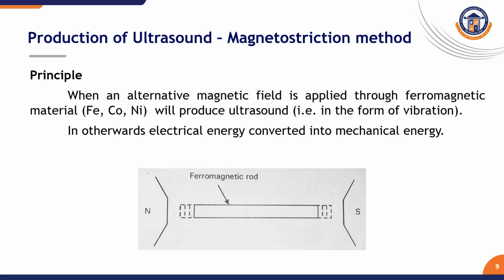The production of ultrasound. Another method is the magnetostriction method. The principle of the magnetostriction method is that when an alternating magnetic field is applied to a ferromagnetic material like iron, cobalt, or nickel, it will produce ultrasound. In other words, electrical energy is converted into mechanical energy.